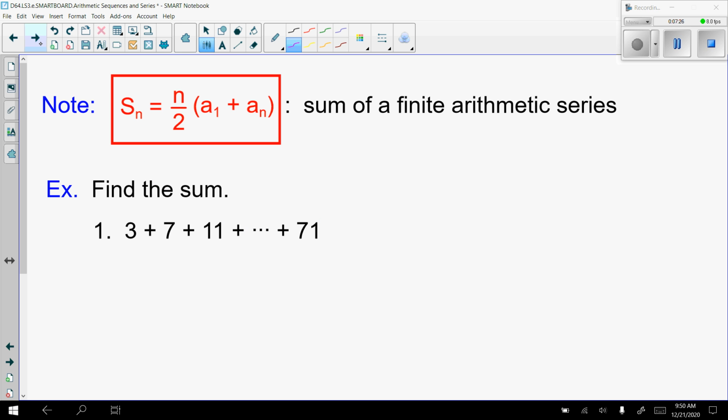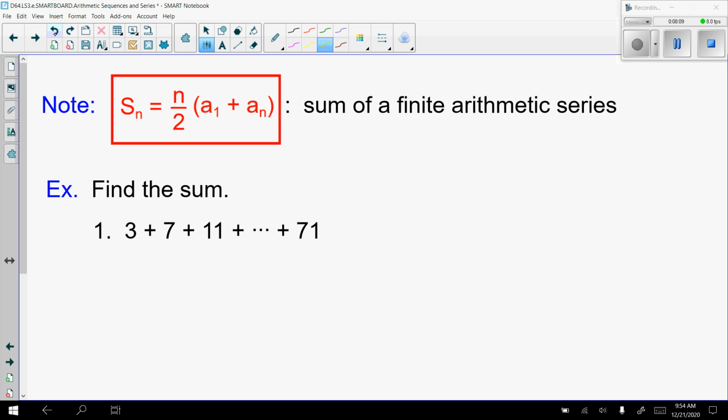Please take a moment, copy down the formula for the sum of a finite arithmetic series. After you do so, please find the sum for example 1. Please pause the video and do so. The sum of a finite arithmetic series is the formula S sub n equals n divided by 2 times the quantity a sub 1 plus a sub n. Please remember n represents the number of terms in the series, and the word finite means we know how many terms are in the series.